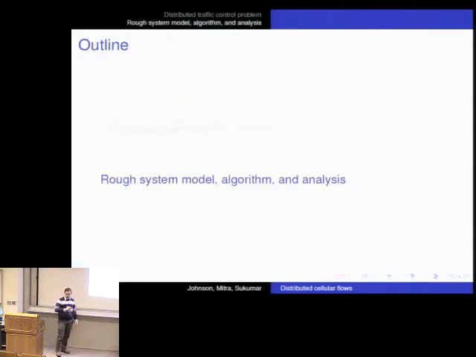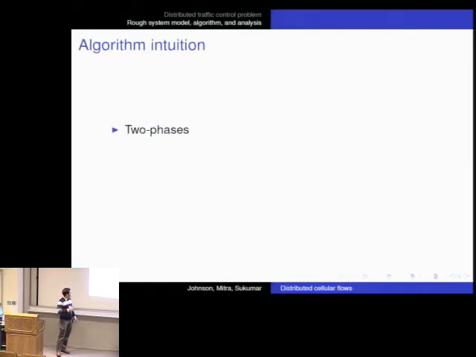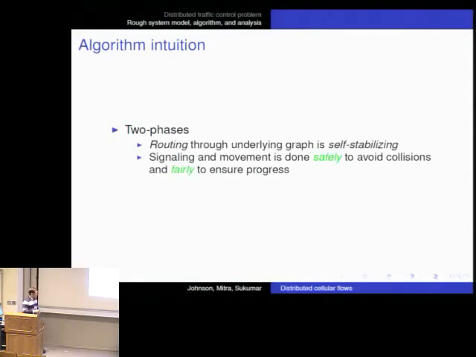I'm going to try to get through as much of the system model and analysis as possible. The algorithm runs in 2 phases. The underlying phase finds a route, and this is the part that's self-stabilizing, so we always find a route if one exists. And then there's also signaling amongst the neighboring cells so that they ensure progress and that they do so safely.